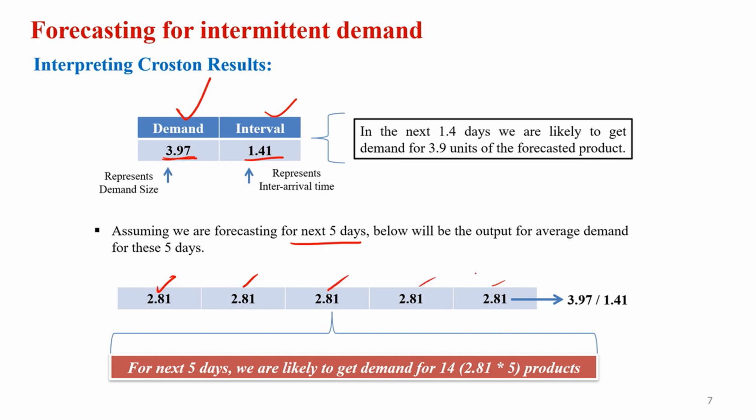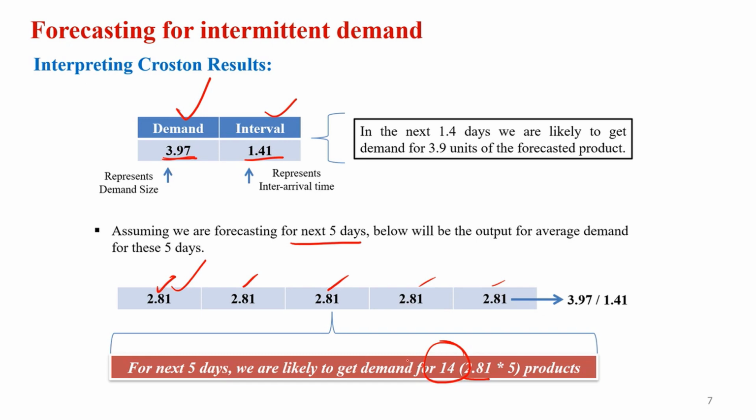So if we are asking how many products' demand we are going to receive for the next 5 days, that is going to be 2.81, the average demand of any particular day, multiplied by 5. So the total demand would be about 14 for the next 5 days. I hope you got the idea how we can get the forecasted value with the help of the Croston method for intermittent demand and how we can interpret it.